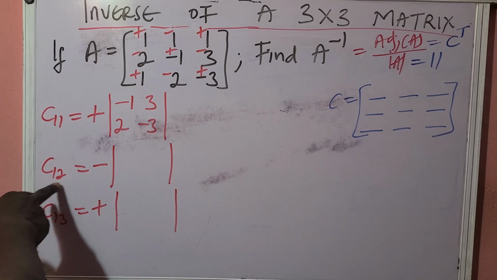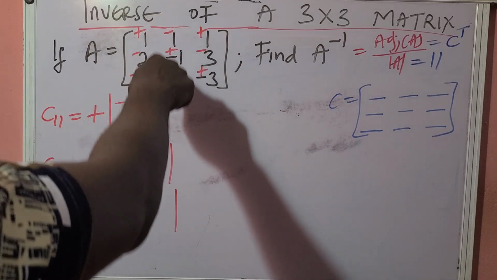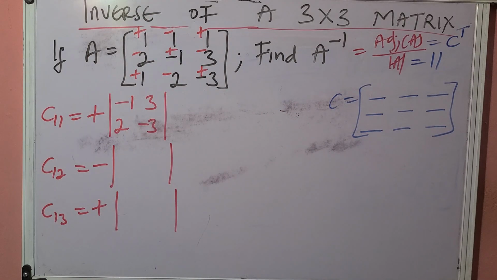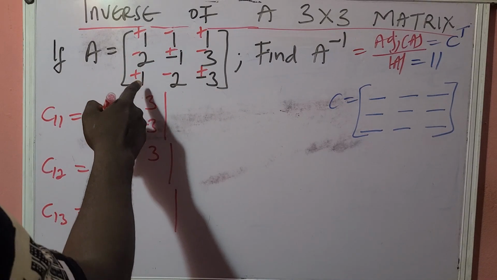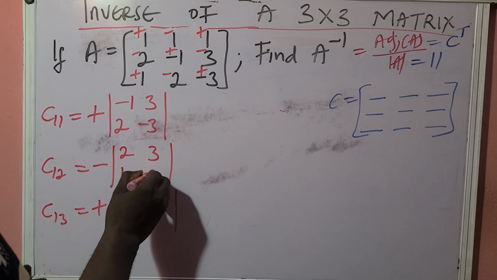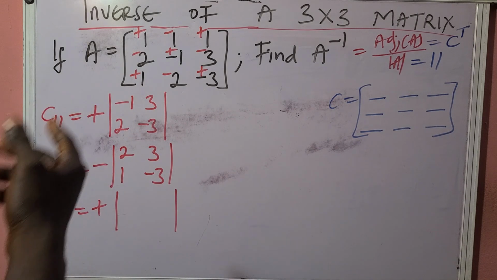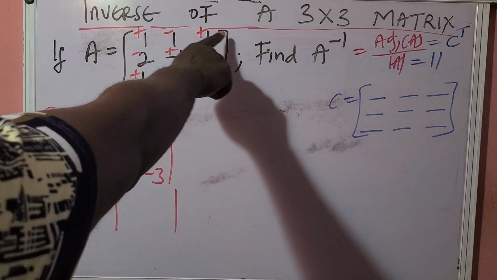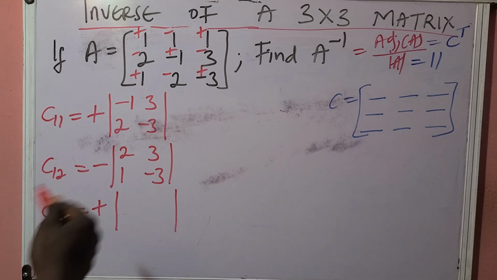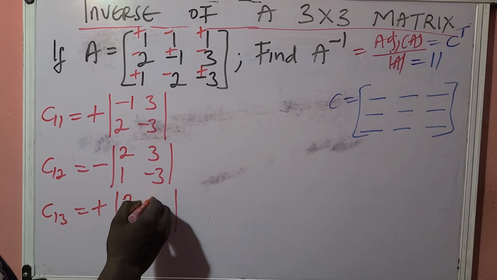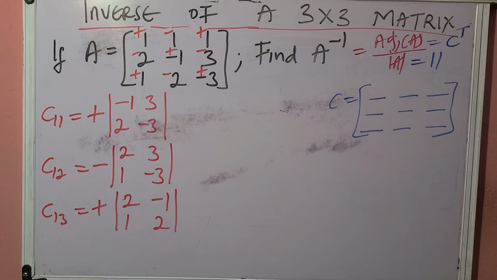So for C12, this is row 1, column 2, you would block off the entirety of row 1 and the entirety of column 2. So we'll be left with 2, 3, 1, minus 3. For C13, you can guess, you can try and follow through on it. We're blocking off row 1, blocking off column 3. So what was your result? We have 2, minus 1, 1, 2. All right, so you go on to resolve this.